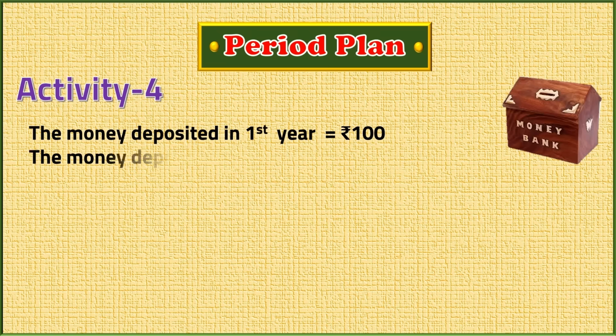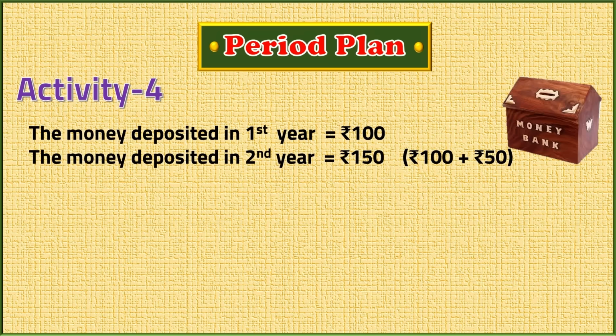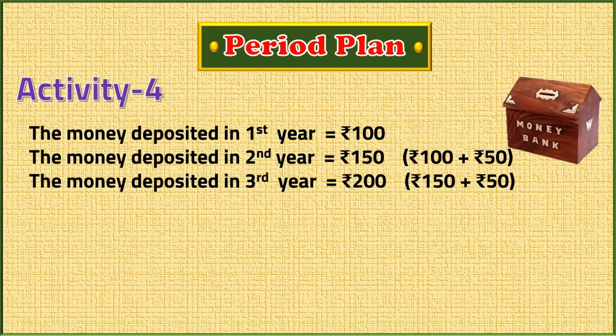In the second year, he adds 50 rupees more than the previous year. How much does he deposit in the second year? Answer will be 150. In the third year, again he adds 50 rupees more. How much money does he deposit in the third year?